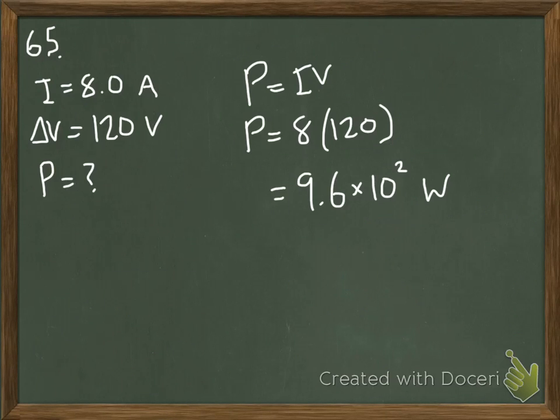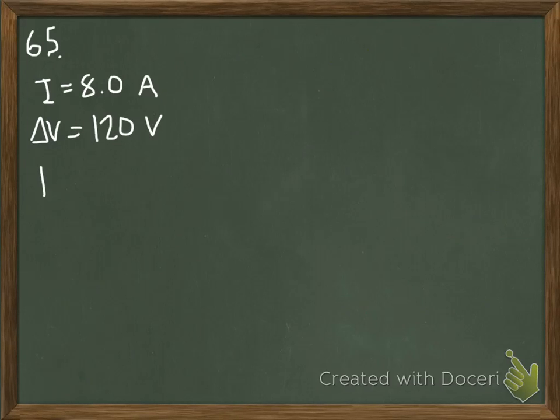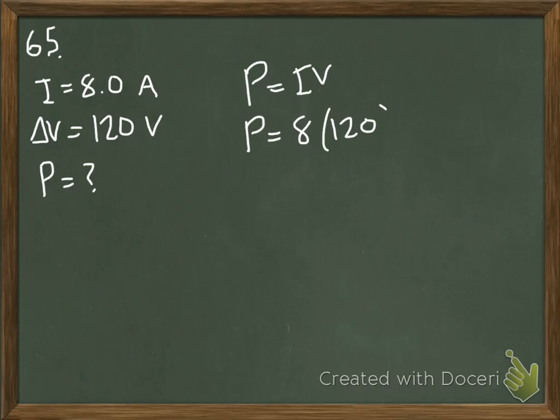65. Sorry, I forgot to. Here we go. We're given the current and we are given the voltage of a toaster. The question is, what is the power? We know our equation for power is simply the current times the voltage. So you just got to plug it in.